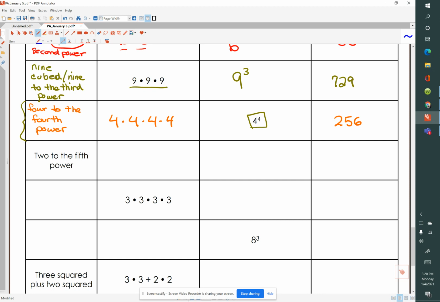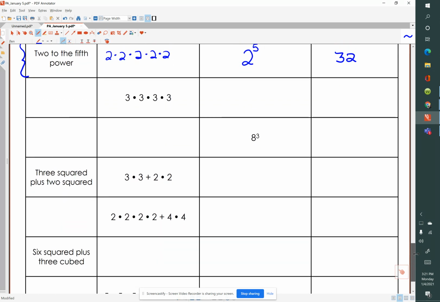So let's look at the next item, 2 to the 5th power. So that would be, in exponential form, a base of 2 and an exponent of 5. And in expanded form, that would be 2 times 2 times 2 times 2 times 2. And 2 times 2 is 4. 4 times 2 is 8. 8 times 2 is 16, and 16 times 2 is 32. And that finishes that one.